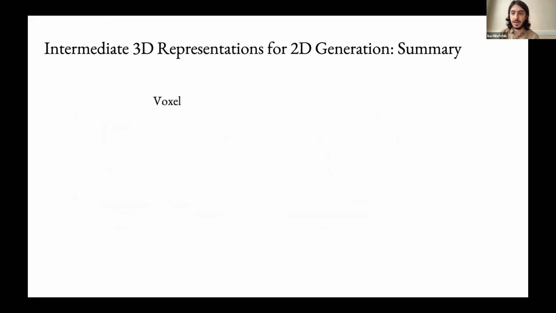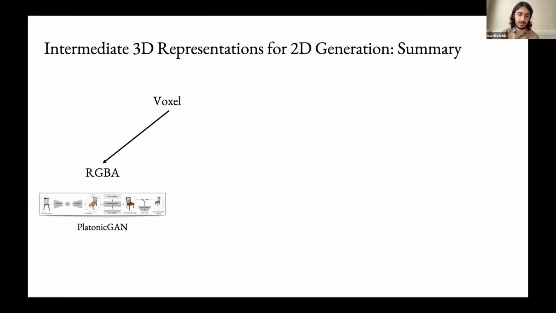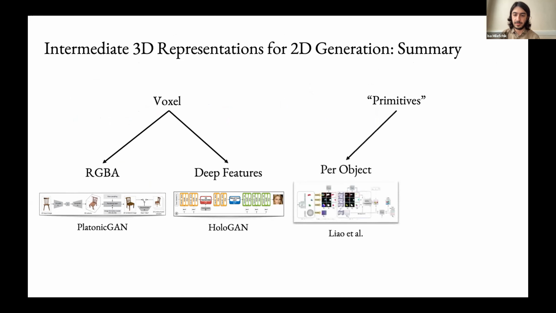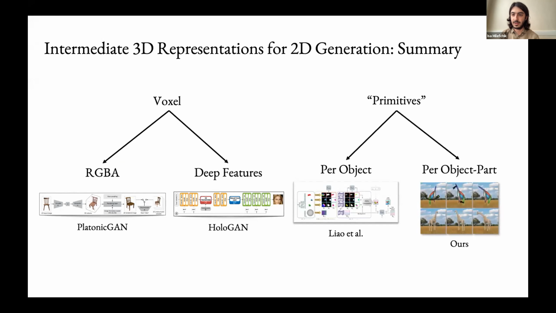So to put this all in summary, for the intermediate 3D representations that we're using for 2D generation, we have voxels, where Platonic GAN learns explicit RGBA voxels, while HoloGAN learns a deep latent space voxel. And then we have quote unquote primitives, where Liao et al.'s paper learns to place geometric primitives per object, while our method is Gaussians per object part. So we have control over the individual object pose.